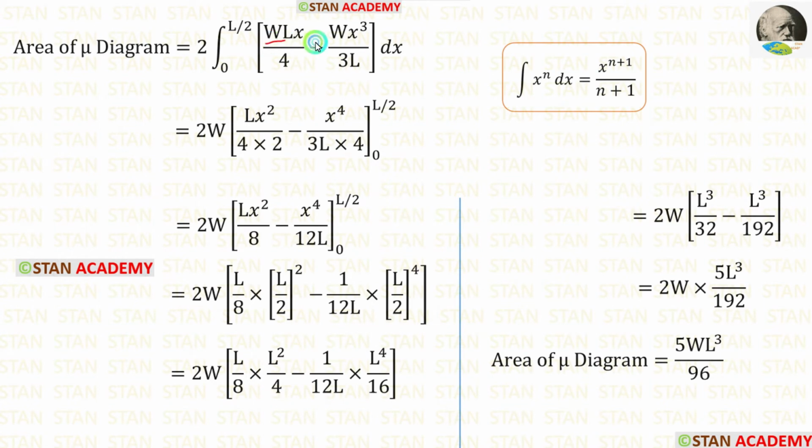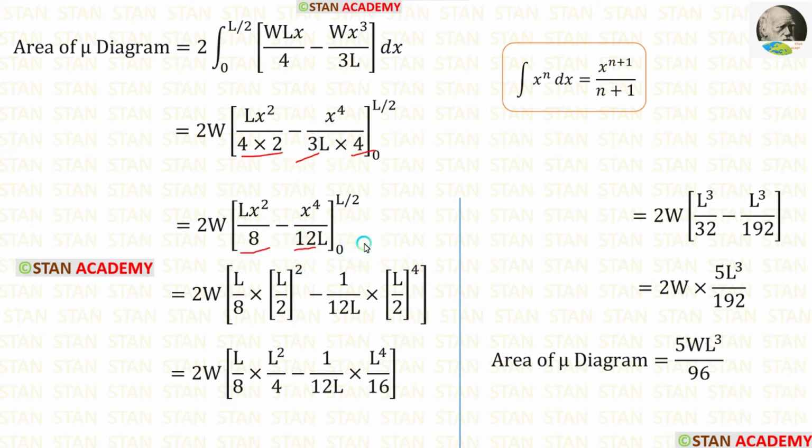Now let us keep W outside because it is the constant. Now let us start integration. Using this formula, we can integrate. After integrating, we are getting these. 4 into 2, we will get 8. 3 into 4, we will get 12.